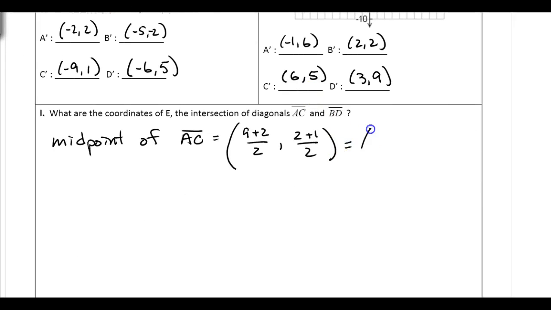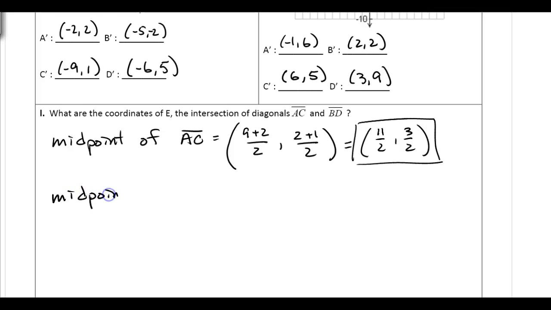Alright, so if we simplify this, we get 11 over 2 and 3 over 2. If you want to change those to decimals, feel free. So really, this is the answer to the question, but we want to just verify that we did it right, so we're going to go ahead and find the midpoint of BD just to make sure it's the same.